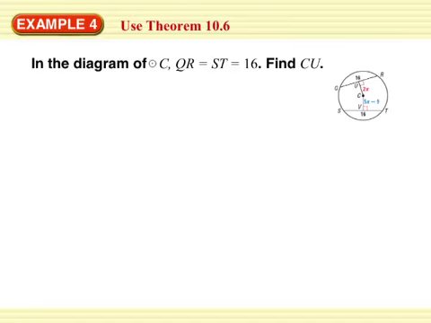In the diagram of circle C, QR equals ST equals 16. Find CU. So now that we know that the chords are equal, they are congruent, then we can say they are equidistant from the center of the circle. So in essence, that means 2x equals 5x minus 9. I apologize, that's so small.